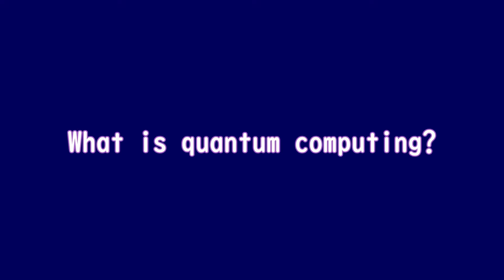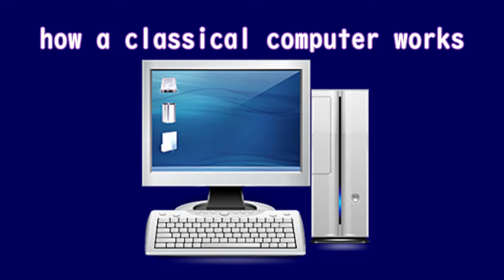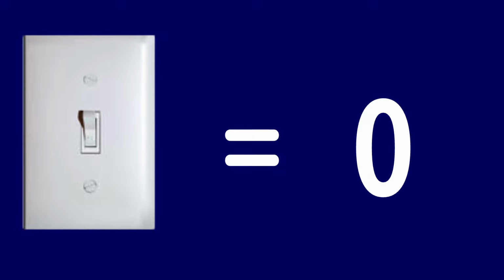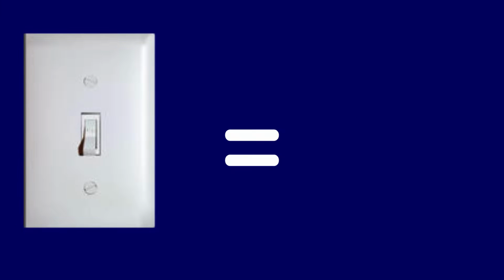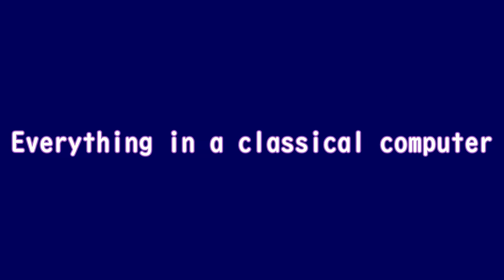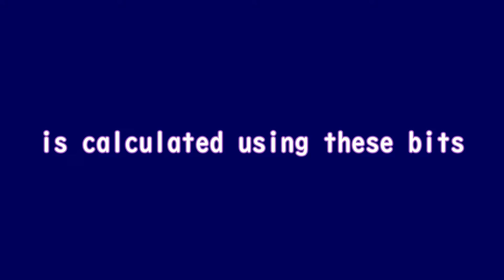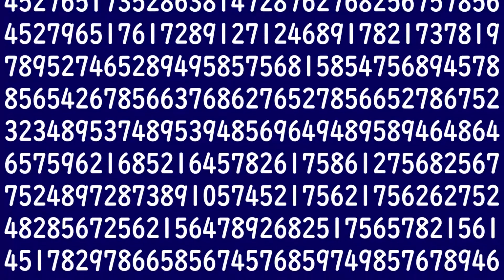What is quantum computing? Well, before explaining that, you first need to understand how a classical computer works. Most computers, like your rinky-dinky old laptop, are classical computers. They use bits that act like tiny switches. When the switch is off, it's represented as a 0 in the computer, and when it's on, it's represented as a 1. Everything in a classical computer is calculated using these bits, which poses some problems in bigger calculations.